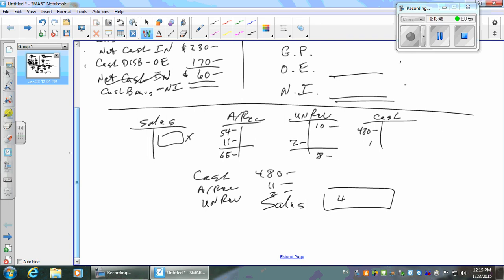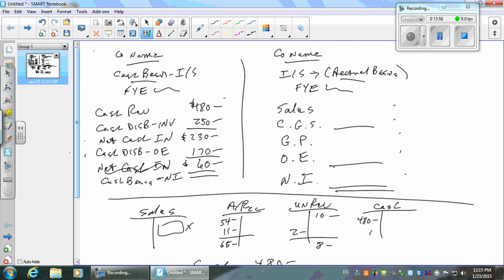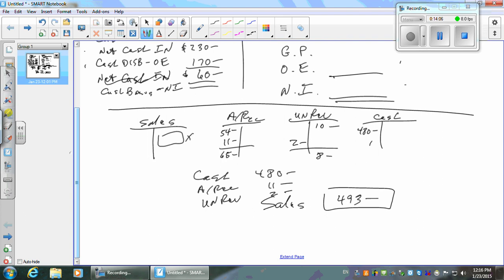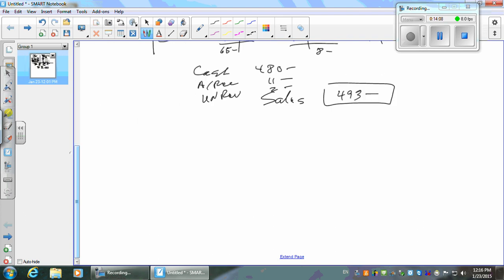493. 493. Boom. Okay? So now what do we want to do with that, seeing as we now know what the sale is? How about write it down? That's it. Okay? Got one. All right? So now what do we want to do probably? Match the expenses. Yeah, let's do the same thing with expenses, huh?